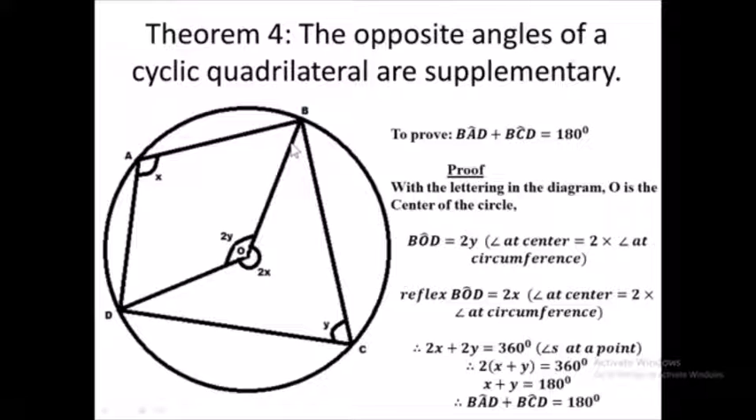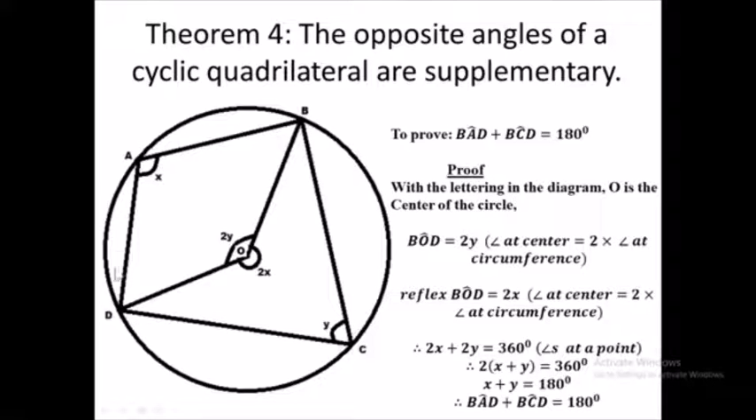The first one we'll be talking about is what you are seeing on the screen right now. The opposite angles of a cyclic quadrilateral are supplementary. Now, what is the meaning of cyclic quadrilateral? We have a cyclic quadrilateral when you have a four-sided plane shape inscribed inside a circle. You can see this as I'm highlighting it on the screen right now.